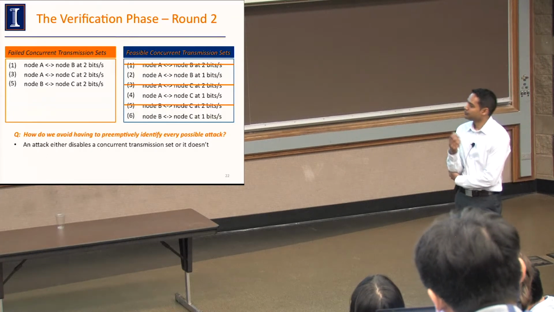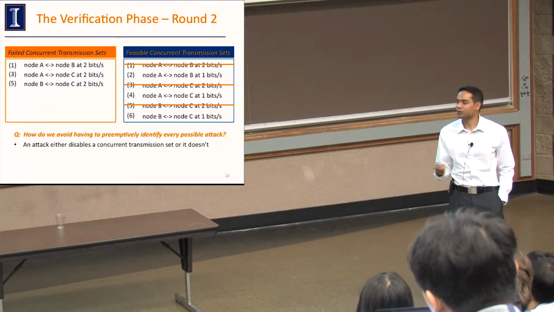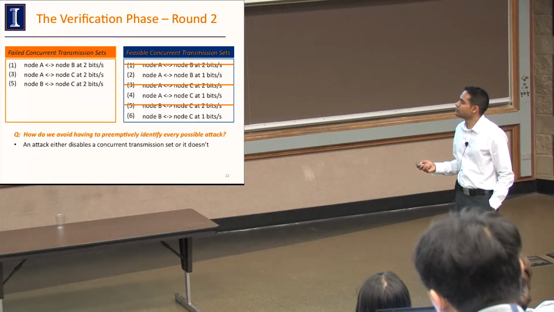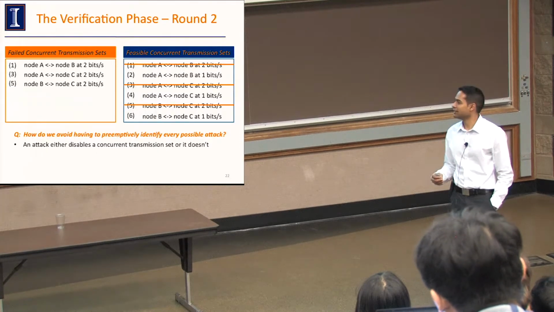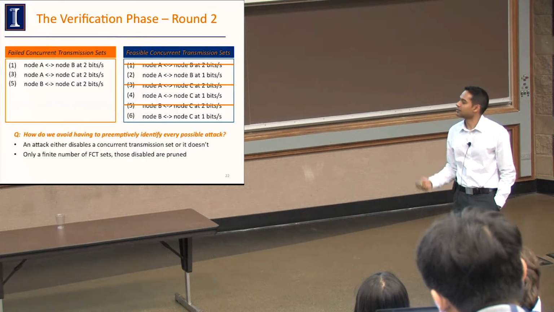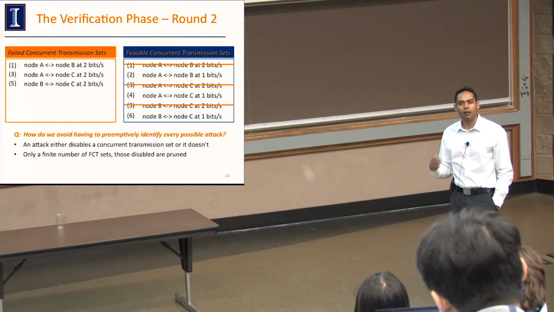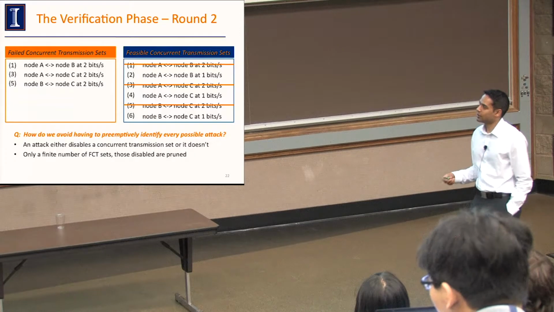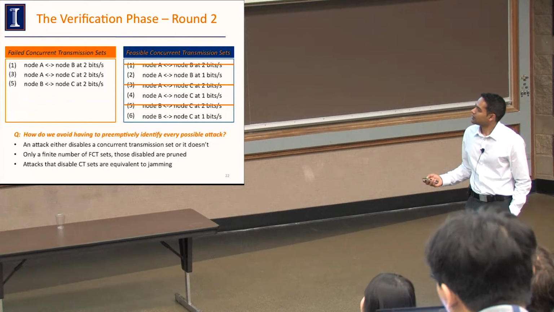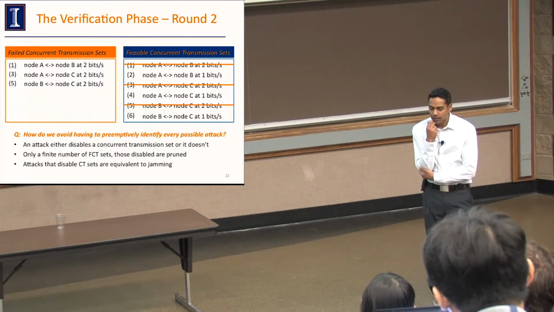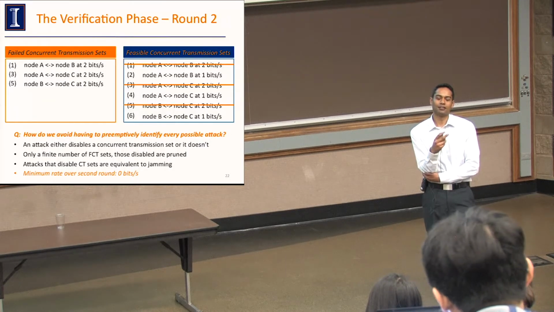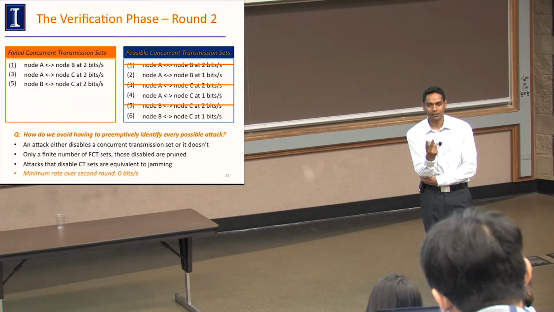Okay, so here I'm going to refer back to the first question I asked, and that is, how do we avoid having to preemptively identify every possible attack? Why can I claim that it's not necessary for me to give you a complete list of all possible attacks? Why can I say the protocol is immune to all possible attacks without describing this list of them to you beforehand? And basically, the main idea is that an attack either disables a concurrent transmission set or it doesn't. It can have one of two possible outcomes.